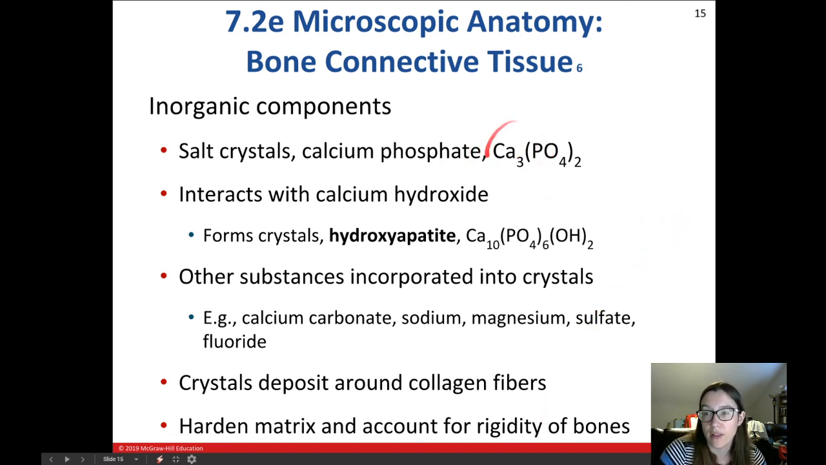And remember that the bones are an important storage area for calcium as well as phosphate. So calcium and phosphate are going to be stored in the bones in the form of these hydroxyapatite crystals. And these hydroxyapatite crystals are going to be deposited around the collagen fibers, which is part of that osteoid, and it's going to make the bone hard and strong and rigid.